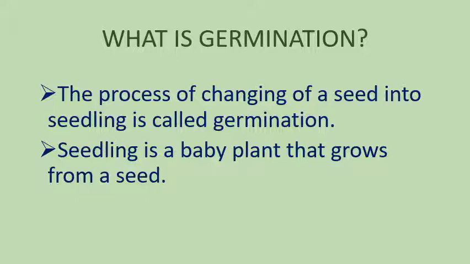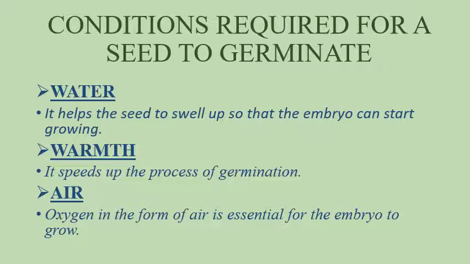In simple words, we can say when a seed will grow and eventually turn into a new plant, the whole process is referred to as germination. So once again, the process of changing of a seed into a seedling is called germination. A seedling is a baby plant that will grow from a seed.